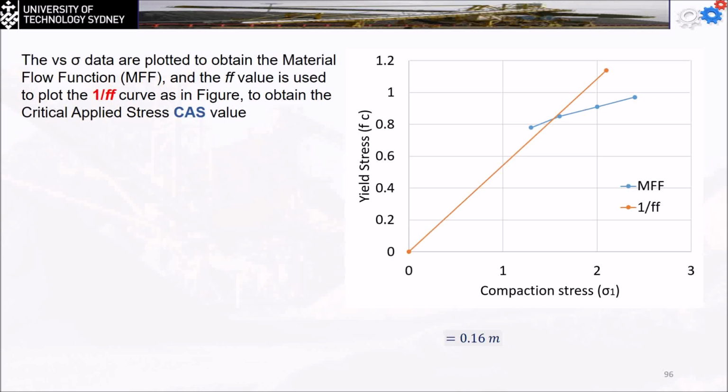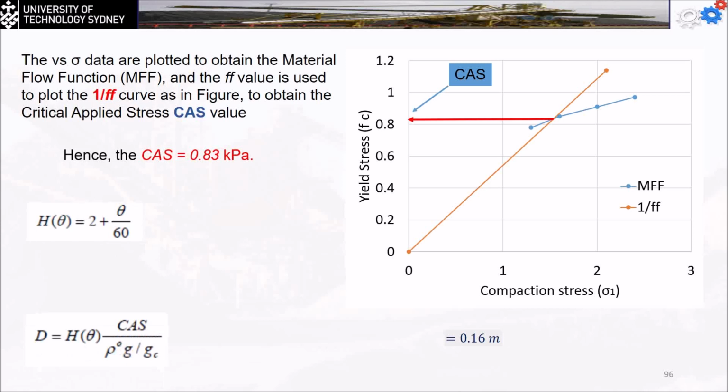horizontal line. This will give you the value on the yield stress axis for the cast value, which is the critical applied stress to ensure we are going to have the mass flow at the exit. Now, I got the cast value of 0.83 kilopascal, and I know that the equation to find the value of the minimum diameter is H theta multiplied by the cast multiplied by the density multiplied by the g.